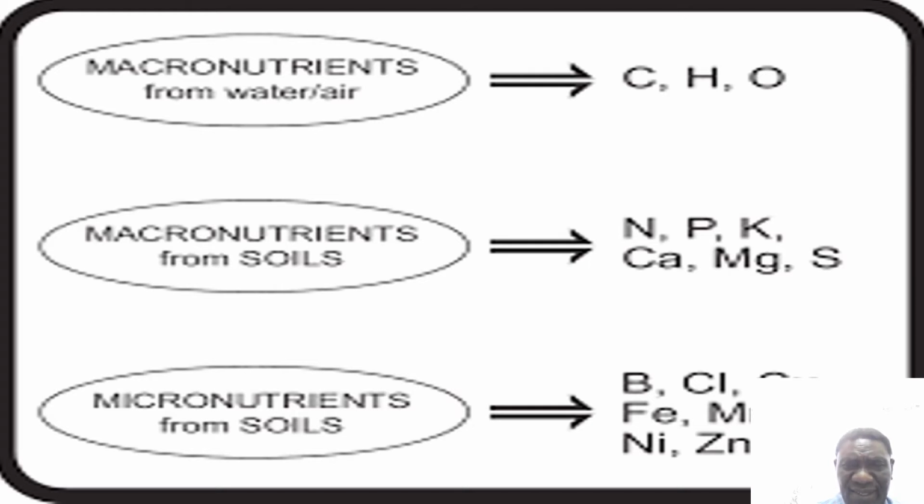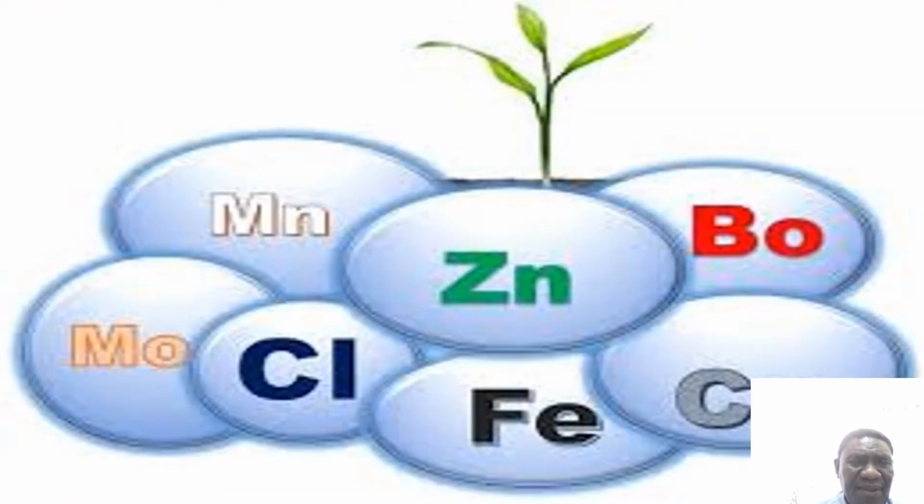micronutrients: boron, chlorine, manganese, copper, iron, nickel, zinc. I will display them in the next slide. So we've got manganese, molybdenum, chlorine, zinc, boron, iron, copper, and nickel, which is not shown here.